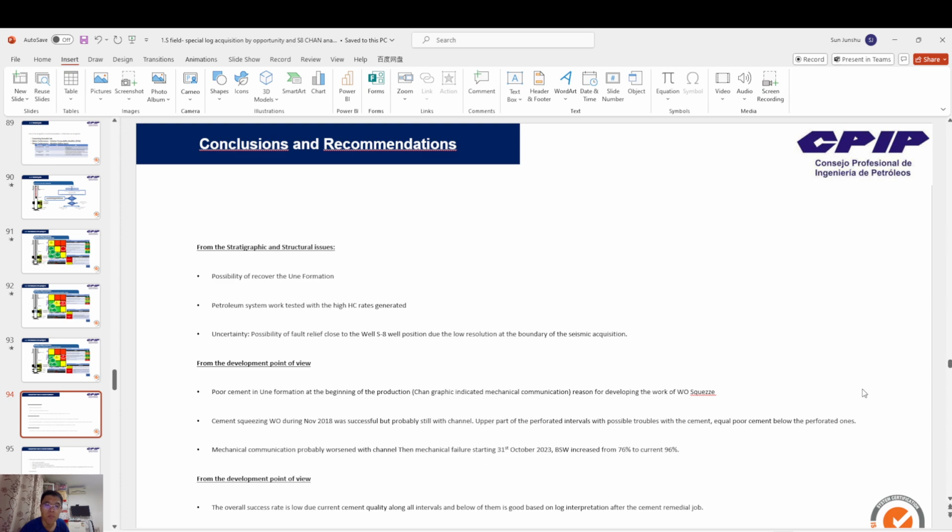Upper part of the perforated interval with possible troubles with the cement. Equal poor cement below the perforated zone. Mechanical communication probably worsened with the channel. The mechanical failure started at the end of October 2023. BSW increased from 76 to current 96%.